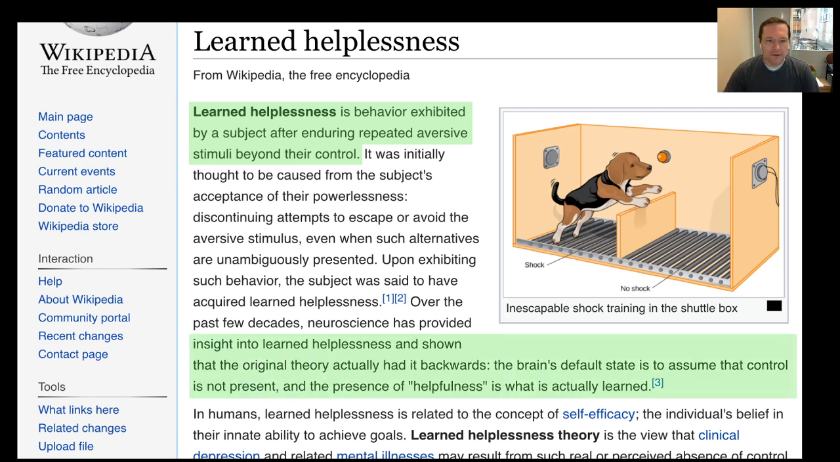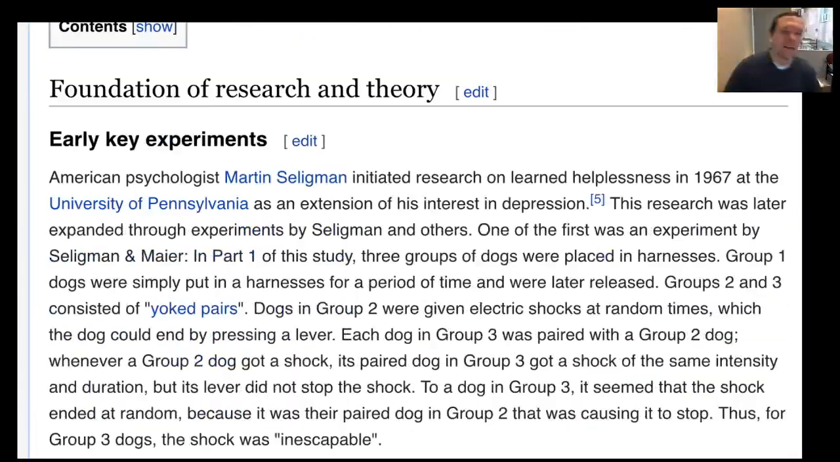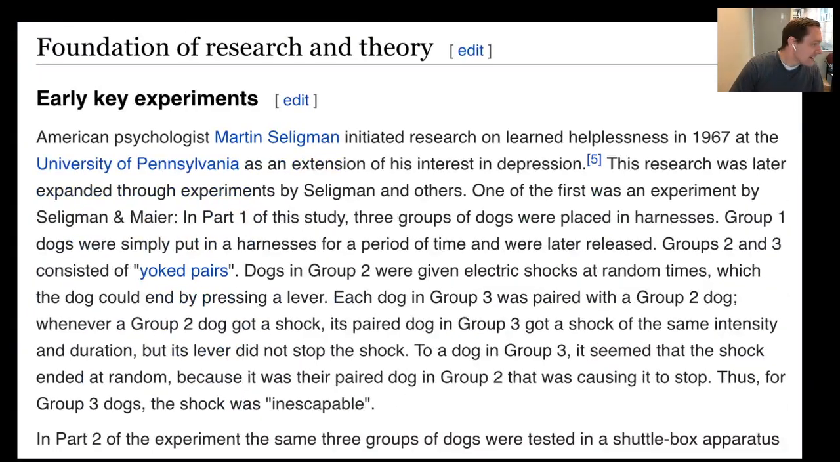All right. So what's interesting is that the original theory had it backwards. The original theory was that when the environment is lacking control and people feel a lack of control, their brain changes. It turns out, if this is to be believed, I'm going to look into this, the brain's default state is to assume control is not present, and the presence of helpfulness is what's actually learned. I like the fact that in Mattermost, it's all like, let's go watch the videos.